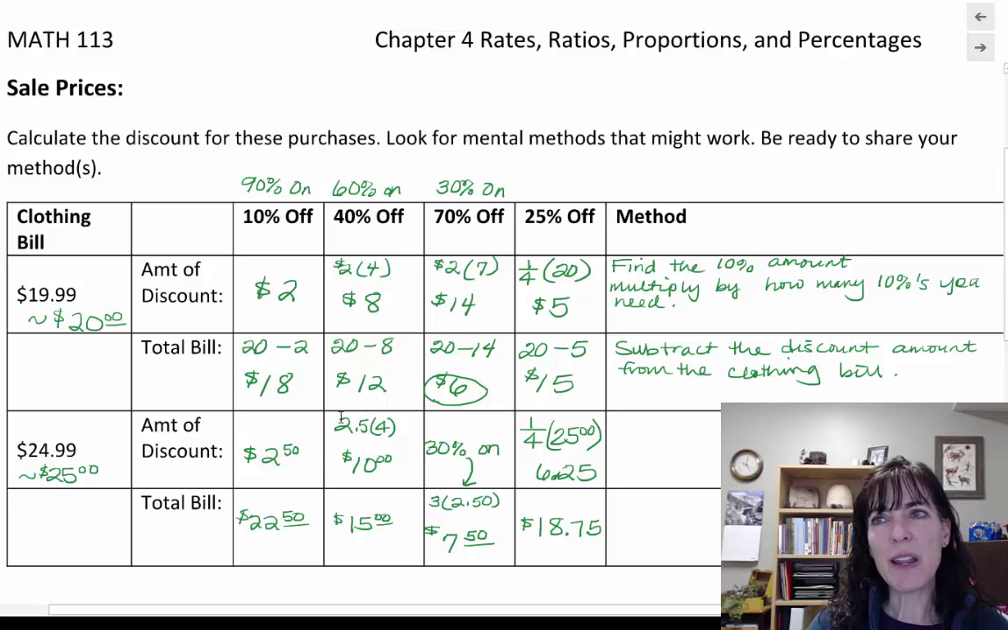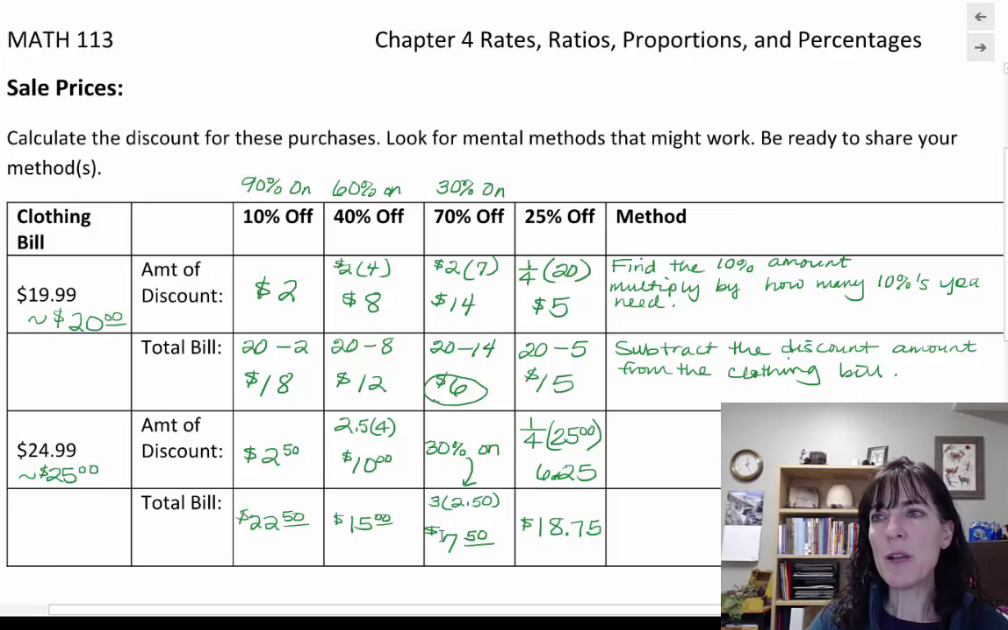You can also take that $2.50 times 4, do that on your calculator, or think $2.50 times 2 is going to give you 5, and then double it so you have 4 of them, and that'll give you 10. And then I subtracted 10 from the 25 and got the 15 for the total bill.